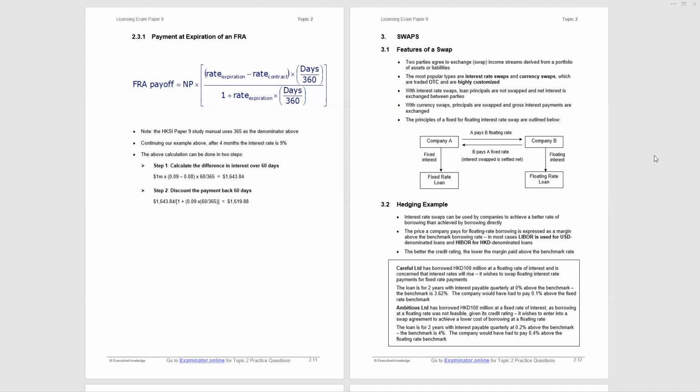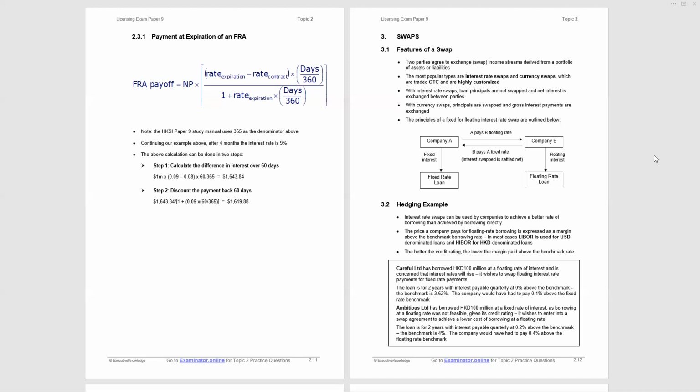Swap is where 2 parties agree to exchange income streams derived from a portfolio of assets or liabilities. And as we said earlier in topic 1, the most popular types, interest rate swaps and currency swaps. Interest rate swaps, both of them are highly customized. They're not exchange traded. Interest rate swaps, principals are not swapped at the beginning. Currency swaps, the principals are swapped.